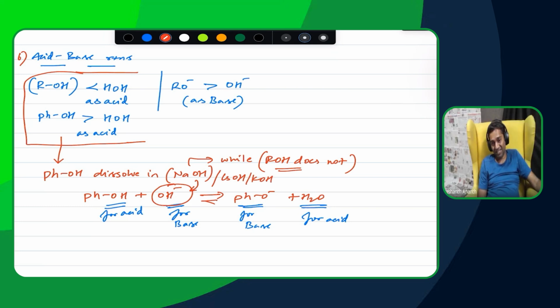OH minus type of base, meaning something which does not produce OH minus ions. ROH, yes, is not an OH minus type of ion producer. You're not wrong. But ROH is not the example which I was looking for here. I was looking for RO minus.